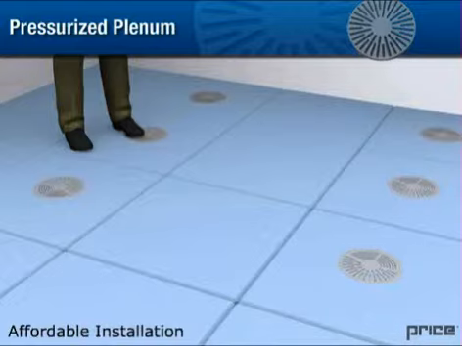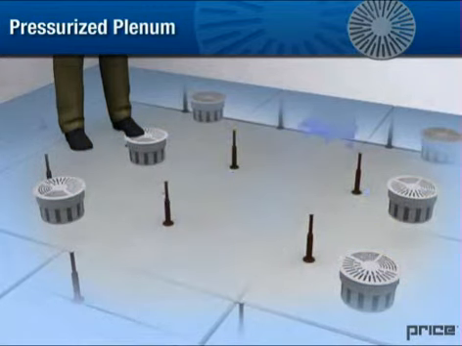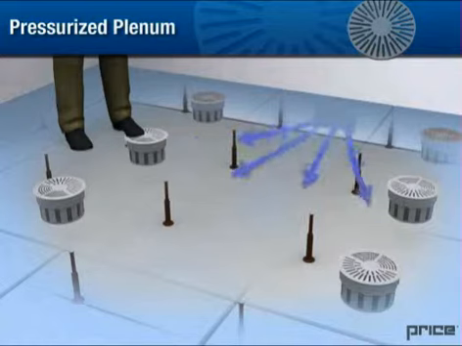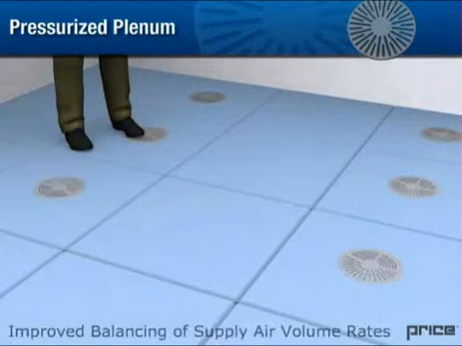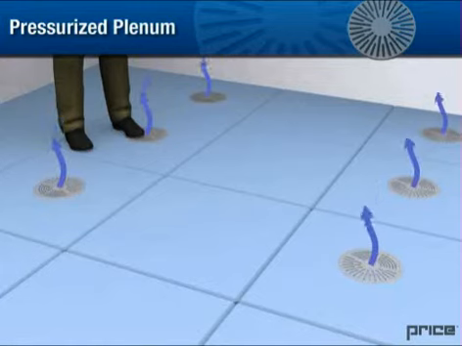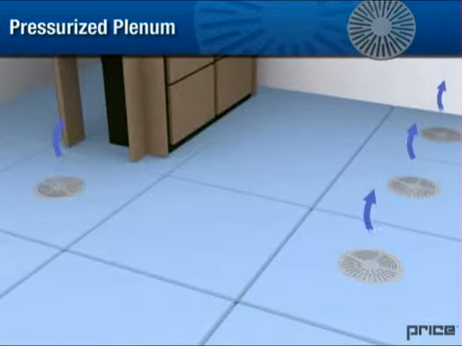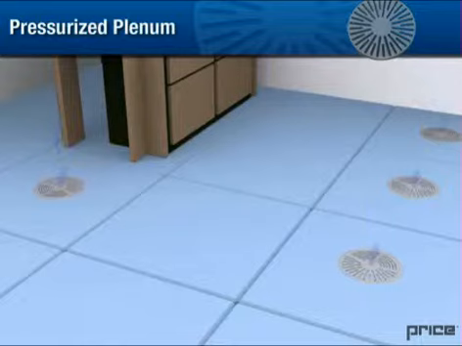Lower installation costs. The supply air is fed directly from the air handling unit to the pressurized plenum. No other branches of ductwork are required. Improved balancing of supply air volume rates. The underfloor system is self-balancing. If an outlet is covered, the system will rebalance itself.